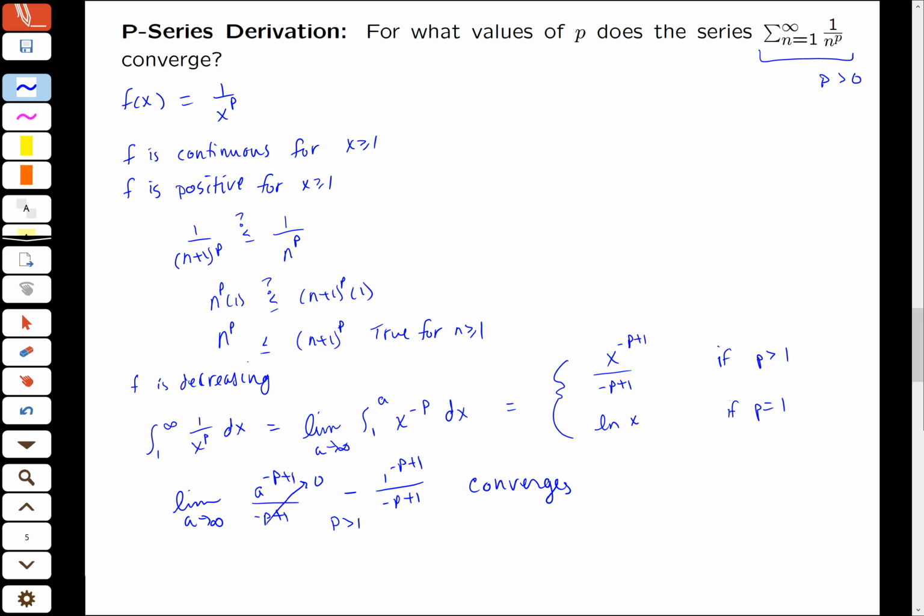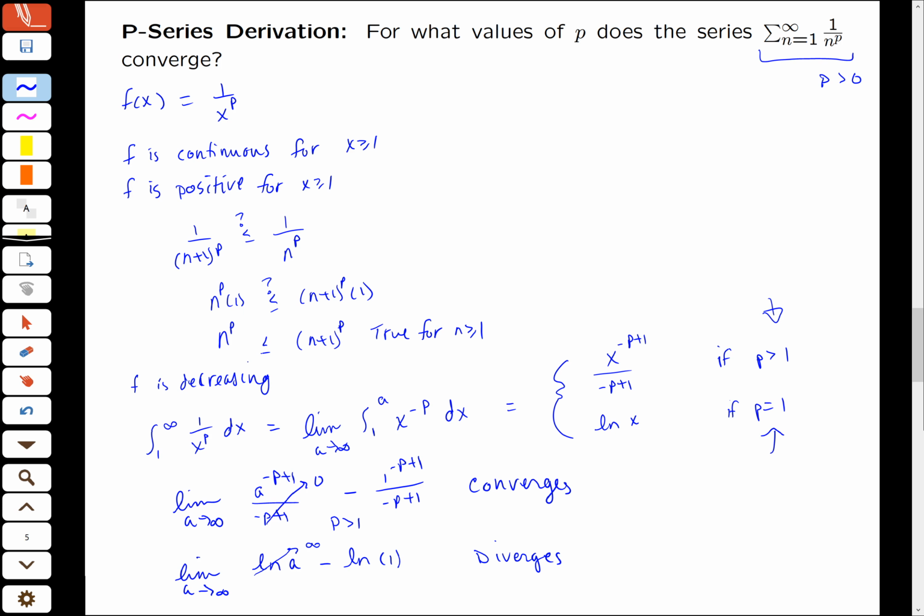Let's look at the limit of the second one. As a goes to infinity, natural log of a minus the natural log of 1. What happens to the natural log of a as a goes to infinity? Goes to infinity, right? So this one diverges. So what we get for the p series is that if p is bigger than 1, this series converges. If p is equal to 1, this series diverges.